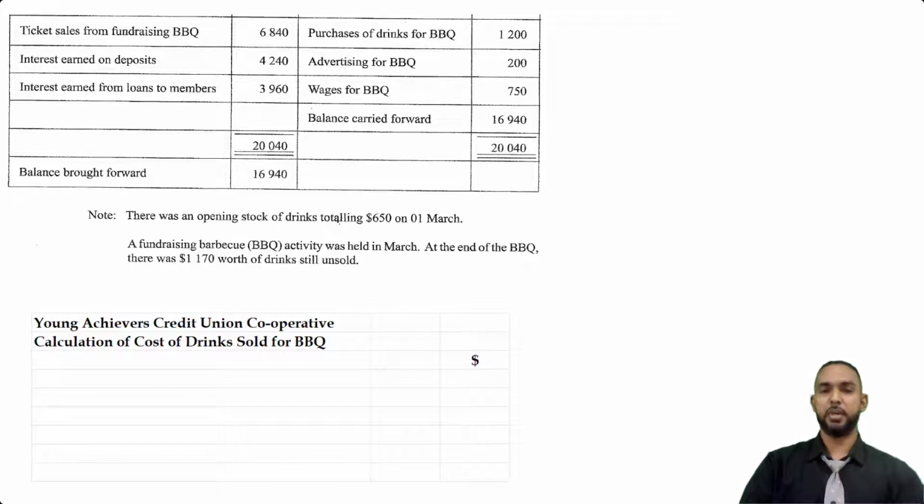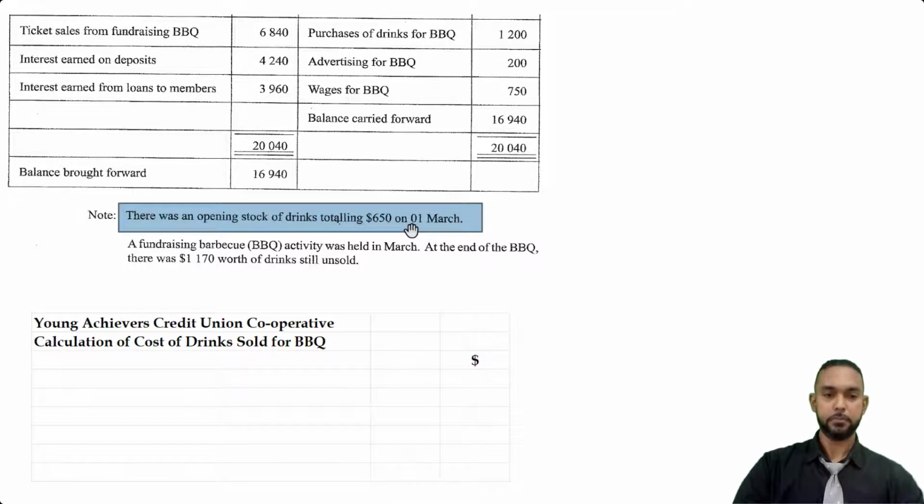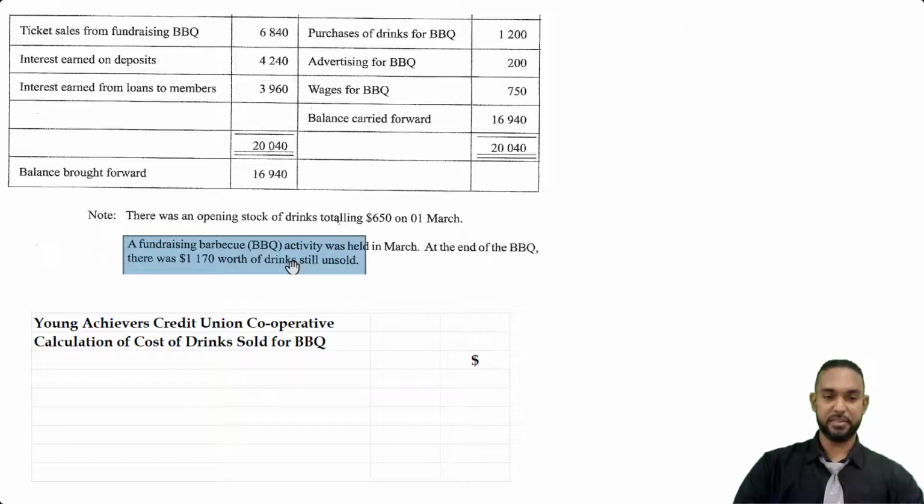So again, we're doing a calculation of cost of drinks sold, which, like I said, is basically a calculation of cost of goods sold. So we need the opening stock, which is $650. We need the purchases of the drinks, which is $1,200. And we need the closing stock of drinks, which was $1,170. So we're going to plug those figures in here.